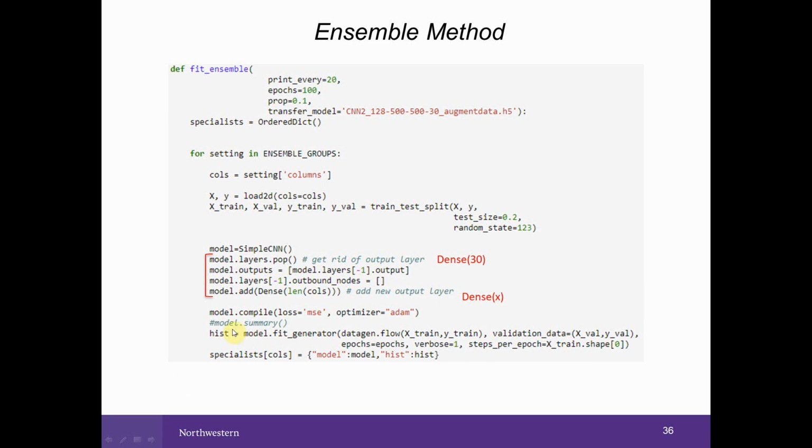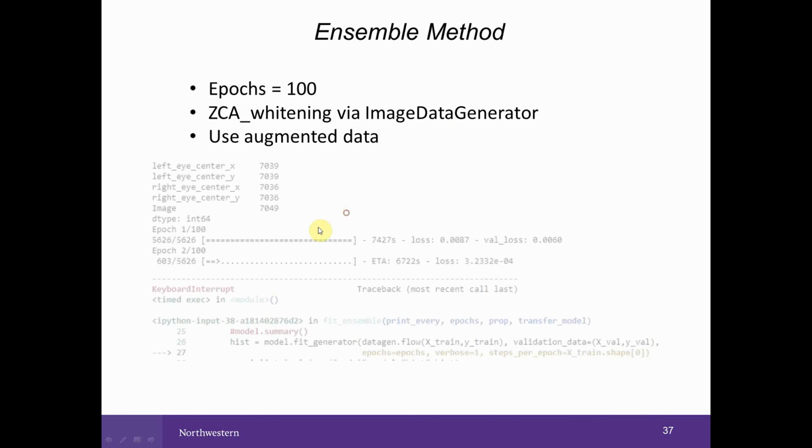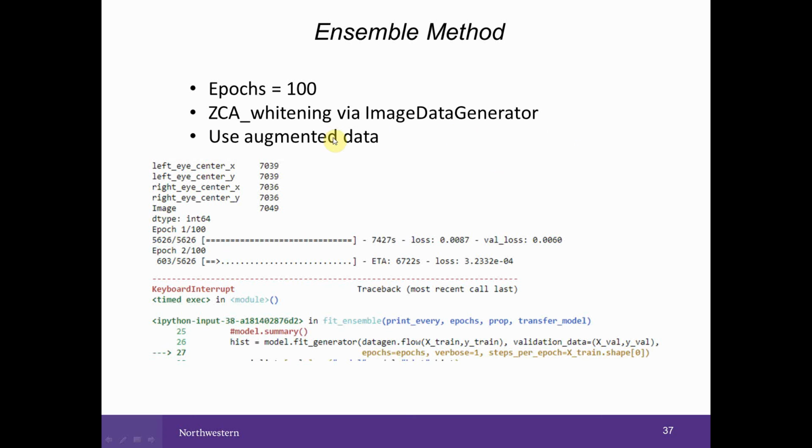And the rest, again, fitting the model and all that. I also did this for 100 epochs. I tried something called ZCA whitening via the image data generator. Again, changing the contrast in the pictures. So supposedly the convolutional nets can see things a little bit better and make separation, usually by edge detection. I was also using the augmented data that I created.